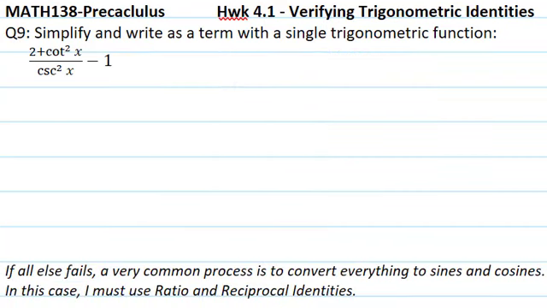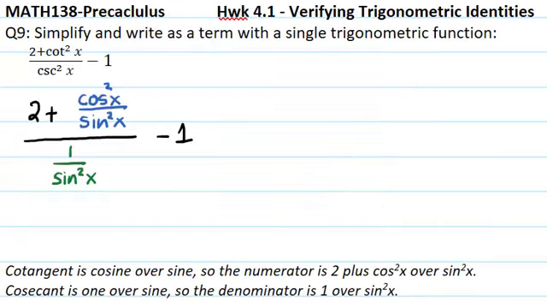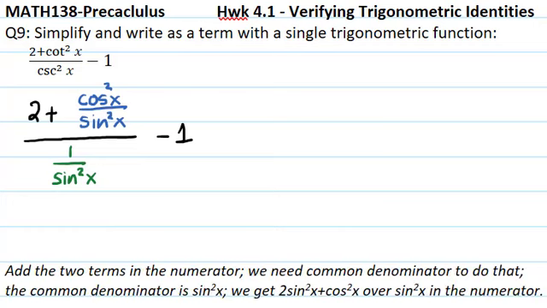If all else fails, a very common process is to convert everything to sines and cosines. In this case, I must use ratio and reciprocal identities. Cotangent is cosine over sine, so the numerator is 2 plus cosine squared of x over sine squared of x. Cosecant is 1 over sine, so the denominator is 1 over sine squared of x. Add the two terms in the numerator. We need a common denominator to do that, and the common denominator is sine squared of x.